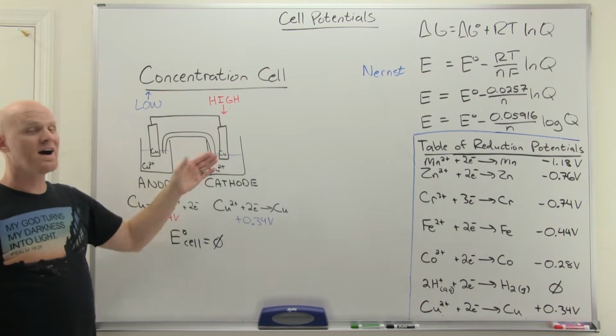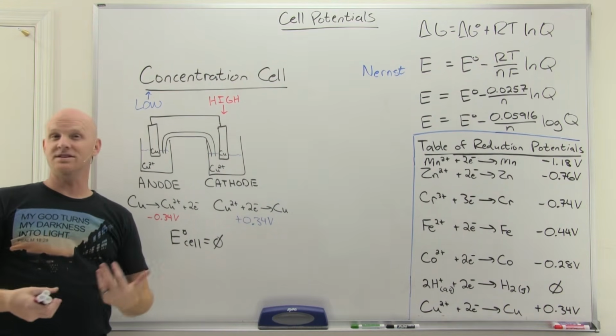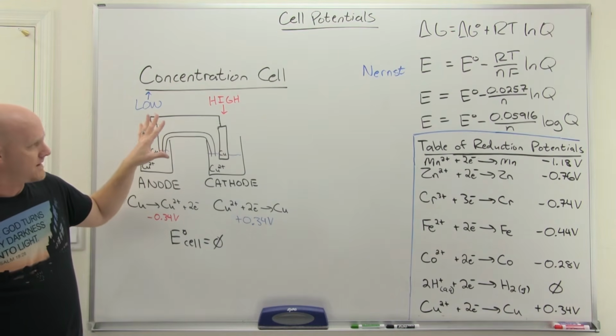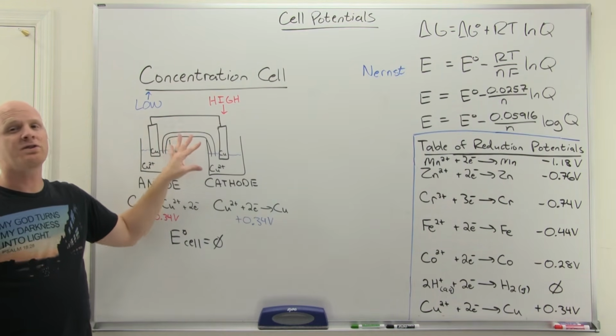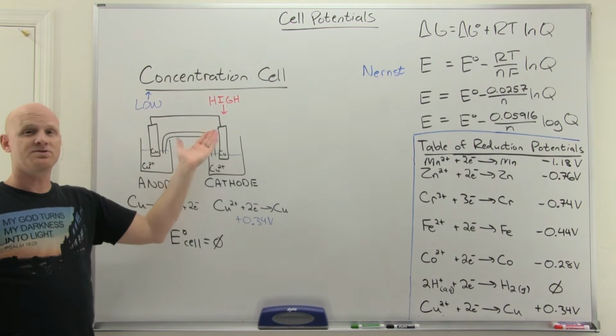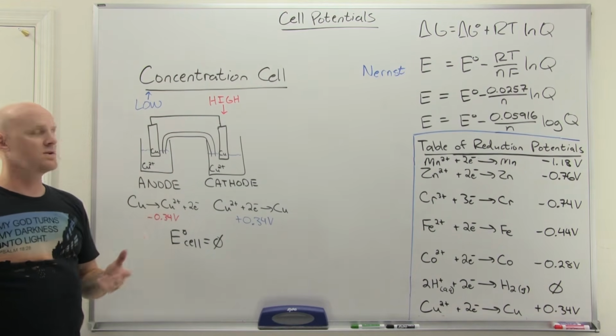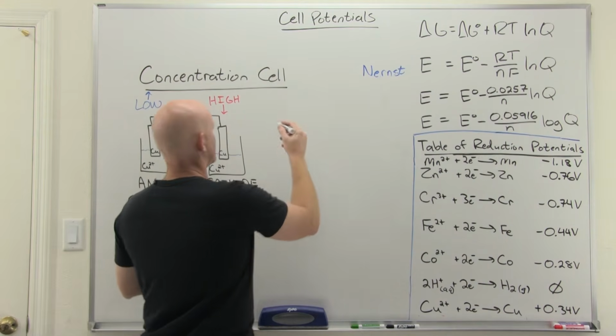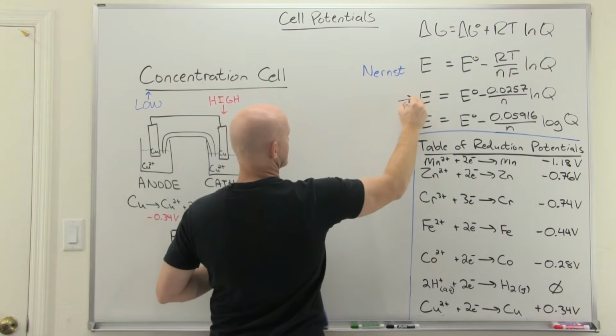And so in a sense, you can think of diffusion as powering this thing. It's one way to look at it. But as a result, if we're never running these under standard conditions, then you always have to use the Nernst equation to calculate the cell potential in a concentration cell. So once again, I'll use the middle version here of our Nernst equation.